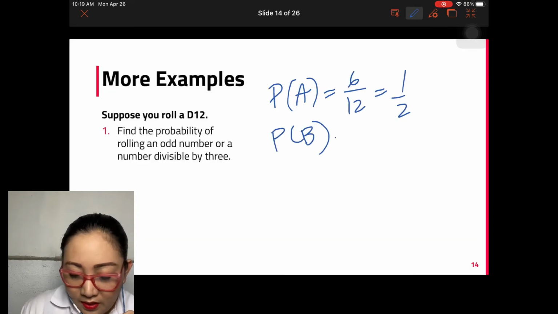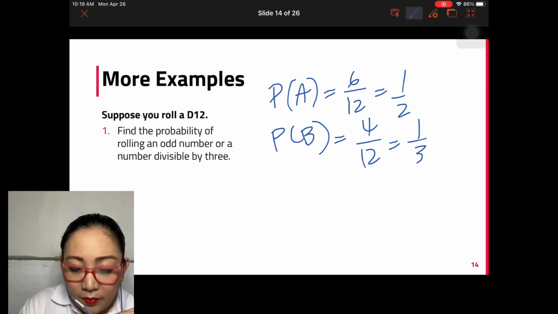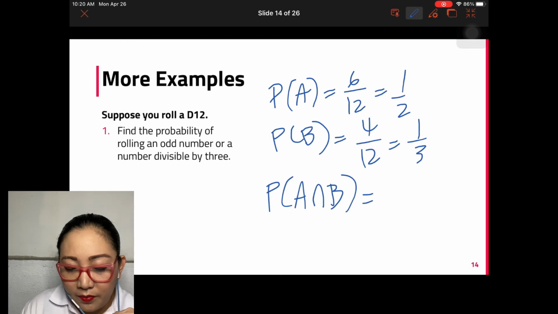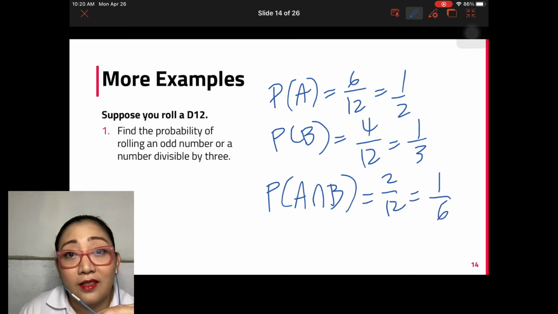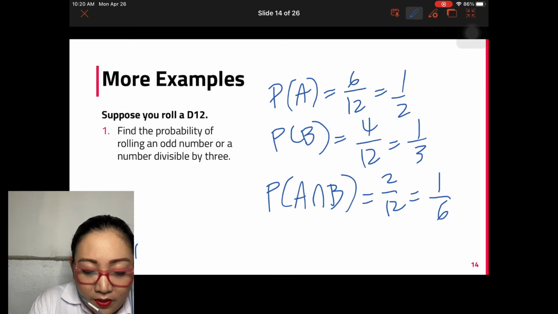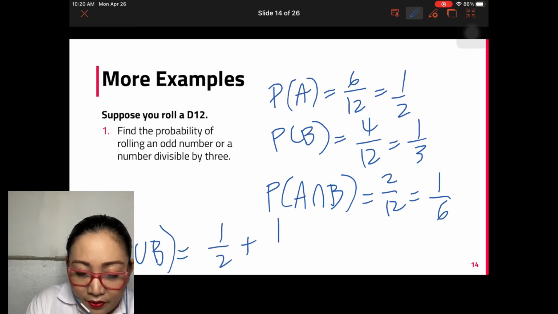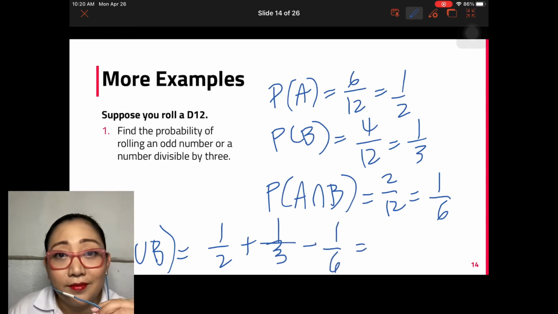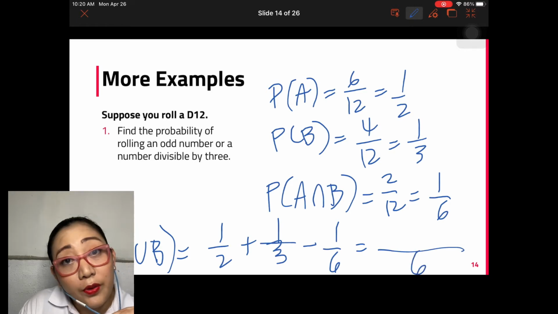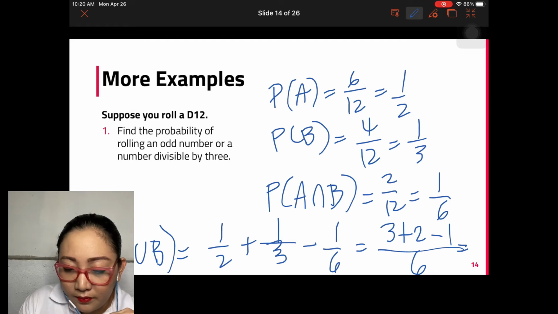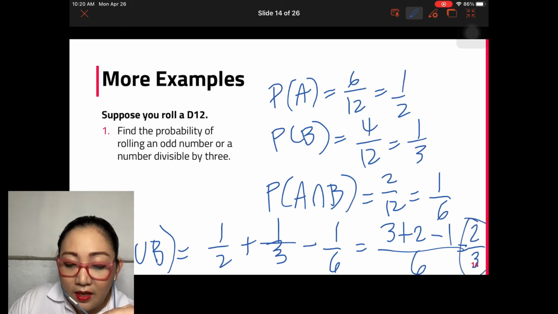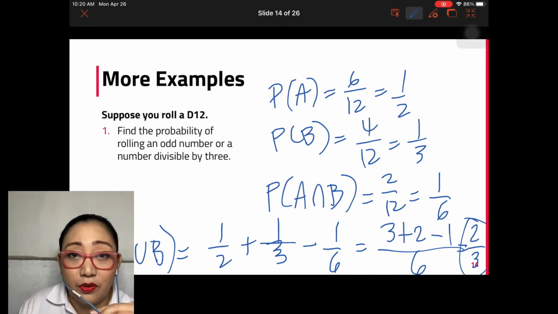The probability of B is, ilan yung B natin? 4. So, that's 4 over 12, 1/3. And then, the probability of A intersection B, ilan ang A intersection B natin? 2. So, that's 2 over 12 or 1/6. So, to get our probability of A union B, we're going to have 1/2 plus 1/3 minus 1/6. Okay? At yan po ay magiging, if we're all going to make it have the same denominator, this is going to be 3 plus 2 minus 1. Ano po ang sagot? 2/3. Okay? Kasi ang kakalabasan niyan, 5 minus 1, that's 4. 4 over 6, it's 2/3.